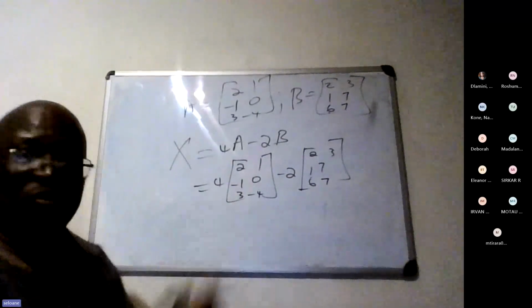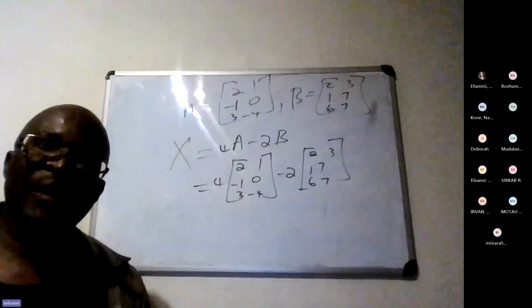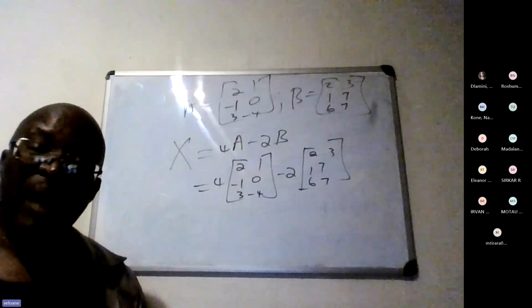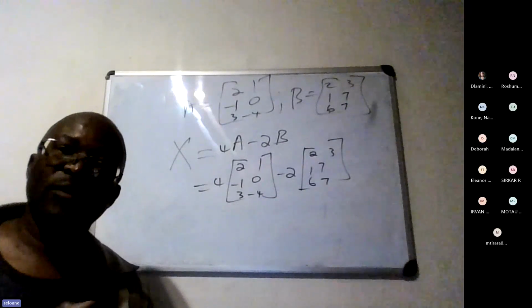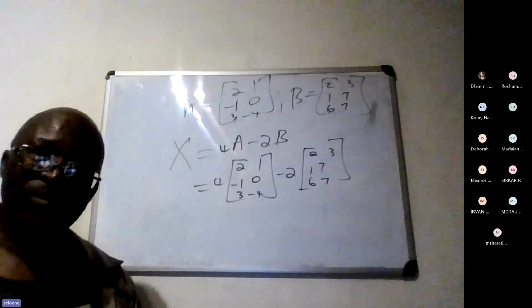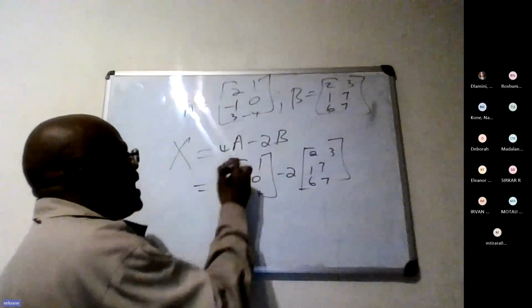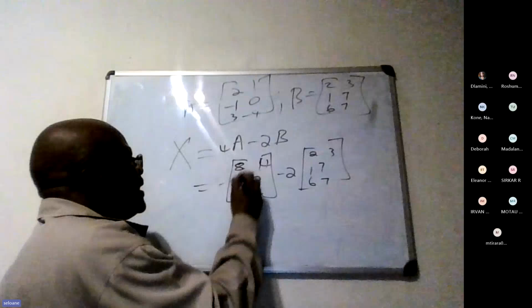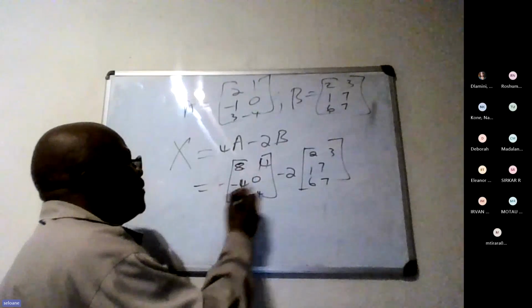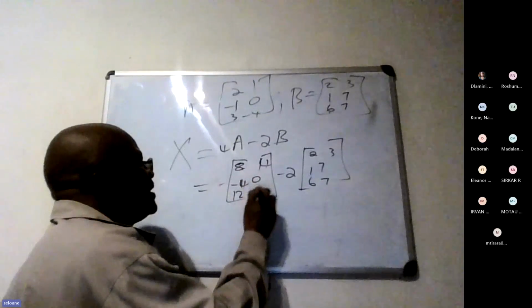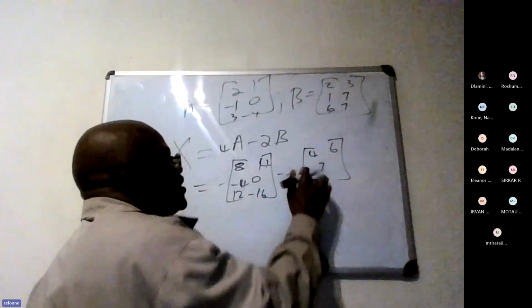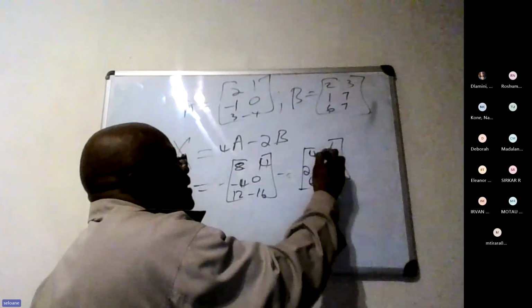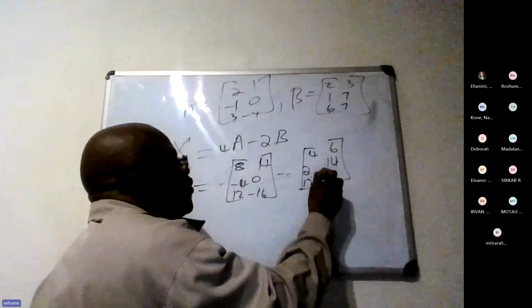And now from there, how to subtract, how to find the difference of 2 matrices? Now you find what? This will be the difference of the respective entries. That is, this is going to be 8 here, 4 here, minus 4, 0, 12 here, minus 16. And this, the 2 here, it will be 4 here. This is 6, this is 2, this is 14 here, this is 12 here, this is 14.